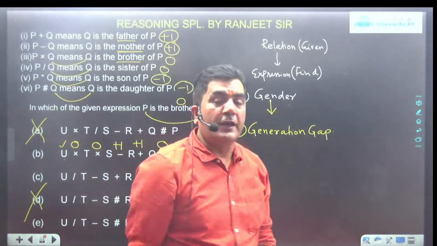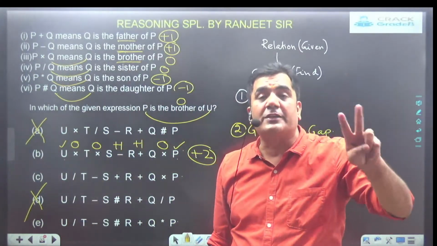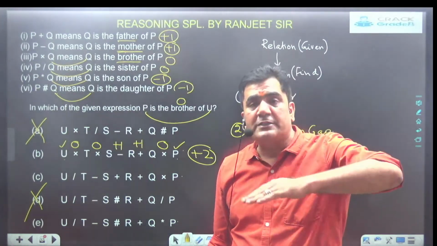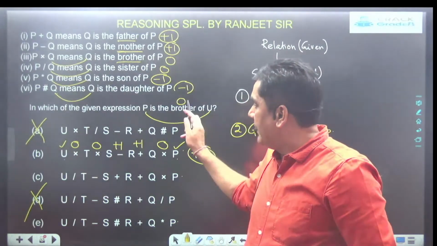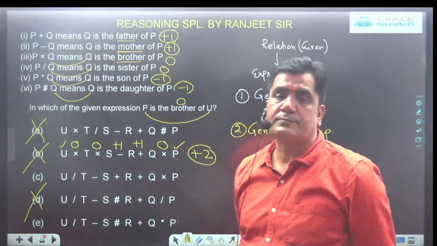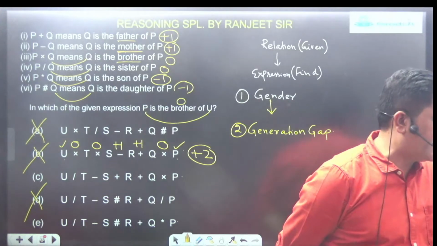Plus 2 means P and U will have a gap of 2 generations, and 1 person will be above the other. Plus means above. Here I am looking for 0, but it comes out to be plus 2. This can't be the answer.